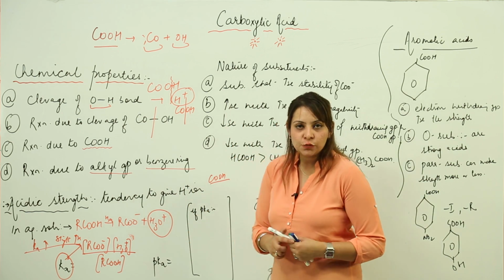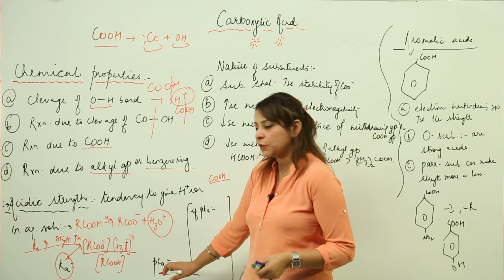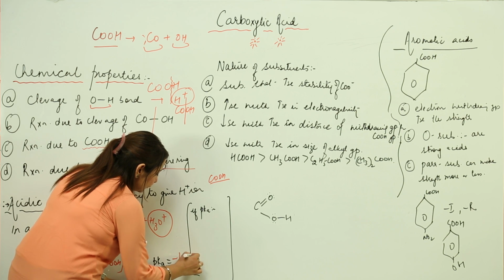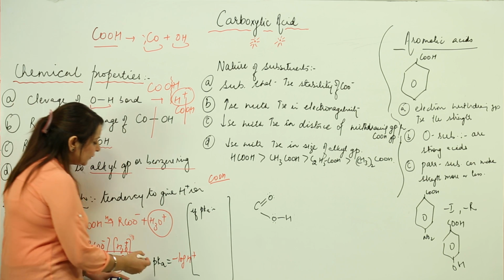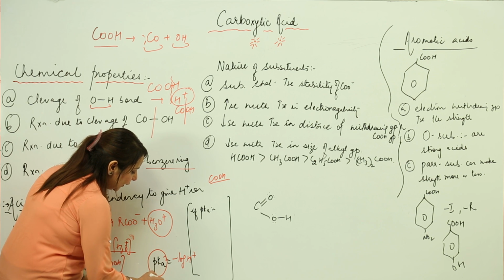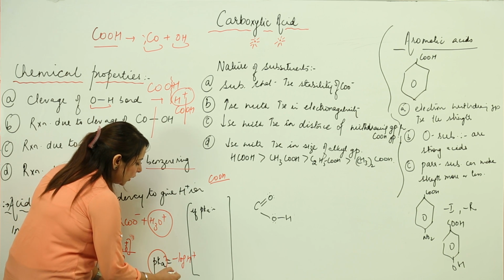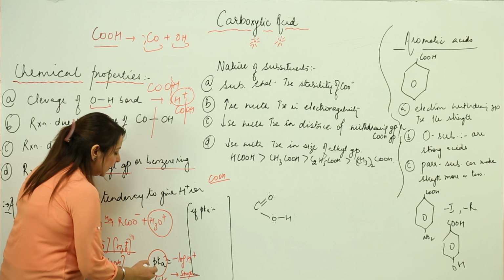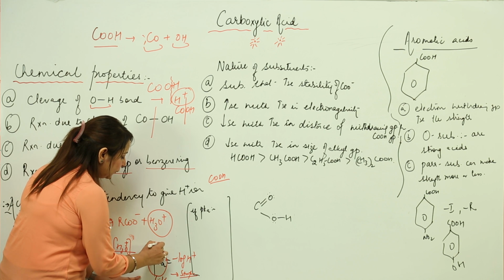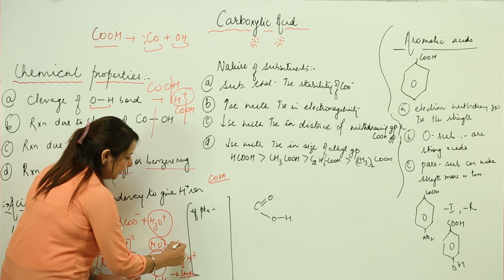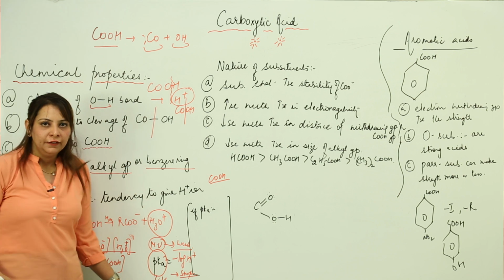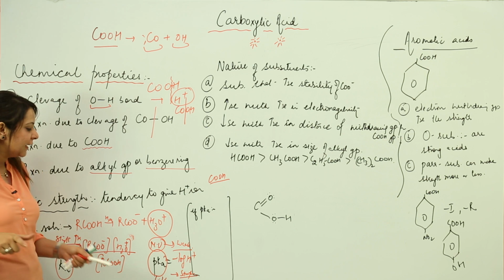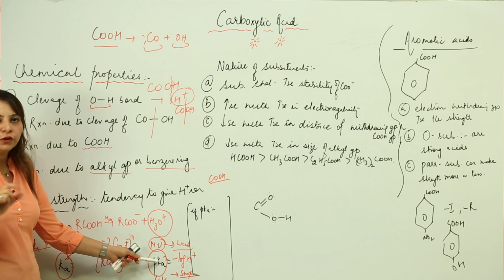We can also talk about the strength of an acid by taking into consideration this expression. We know that pKa is equal to minus log Ka. So the lesser the value of pKa, the stronger the acid, and vice versa: the more the value of pKa, the weaker the acid. So you can talk about the strength by taking into consideration the ionization constant for the acid and also the pKa.